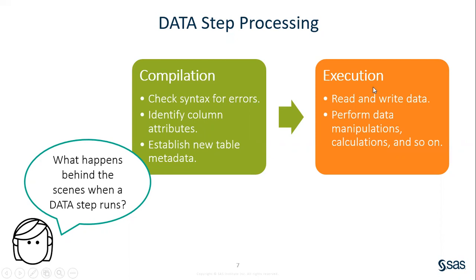Next is execution. So what is execution? Once the compilation phase is done, SAS enters the execution phase, where it starts reading every row from your input data to your output dataset. That is where it creates the data portion of your dataset. So it reads and writes data, performs data manipulation, calculation, and so on. So this is the phase where it actually creates the data portion of your dataset, and the compilation phase is where it creates the descriptor portion of your data file. So this is what is happening behind the scenes: compilation and execution.